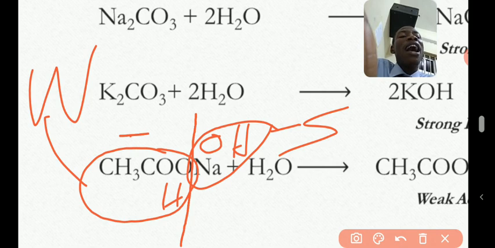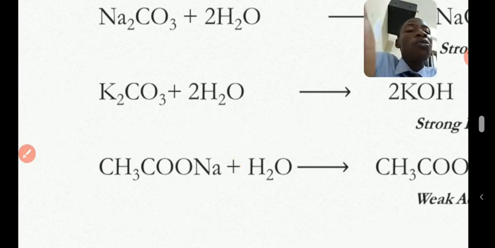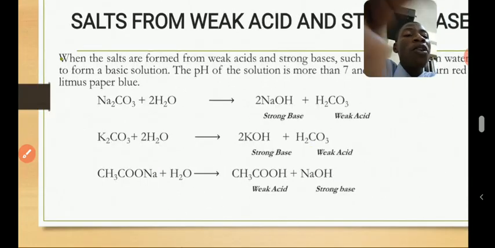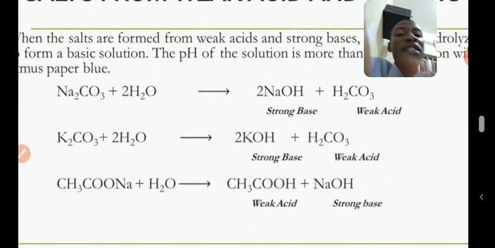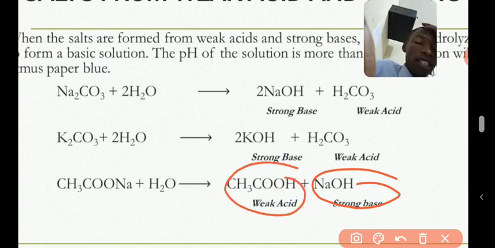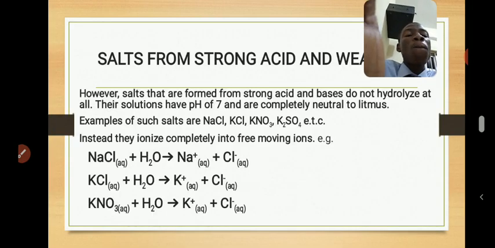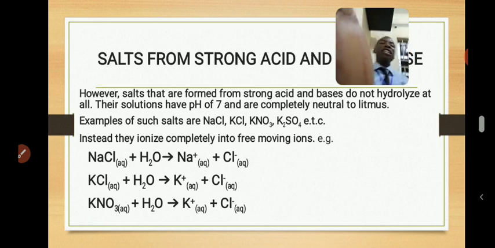So the base component is strong, while the acid is weak. So what do you expect the solution to be? It's going to become basic because it has a strong base and a weak acid. A strong base and a weak acid. So that solution will now be basic to litmus paper.